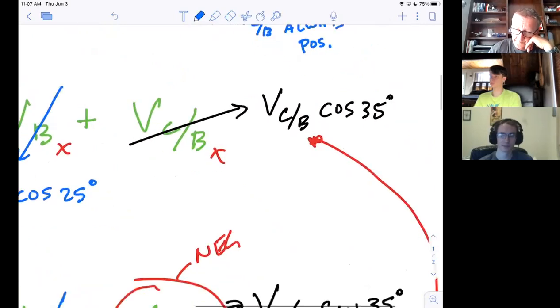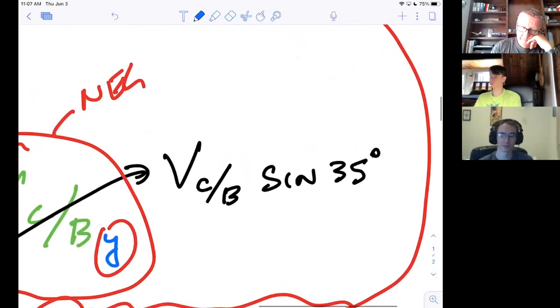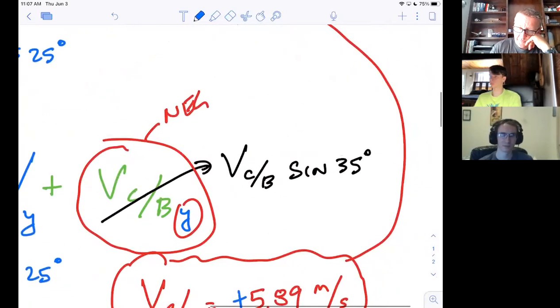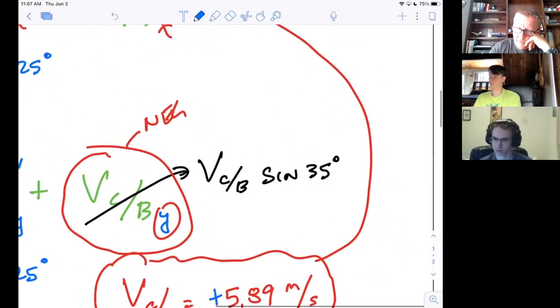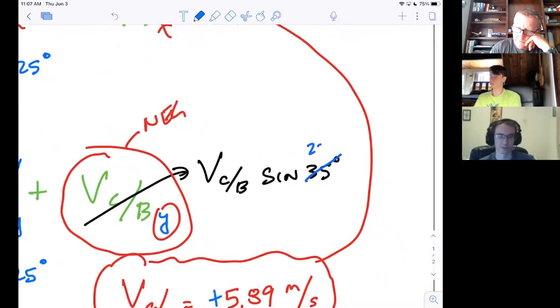Well, then down here, if you say velocity of C with respect to B times not the sine of 35, I don't know why I can't erase that, but the sine of 225, guess what? The sine of 225 is negative. In other words, the negative actually comes from the sine of 35, not from velocity of C with respect to B. So you can take that approach.